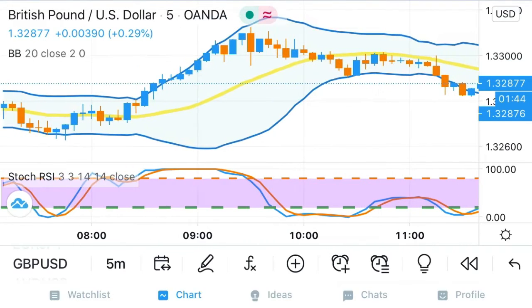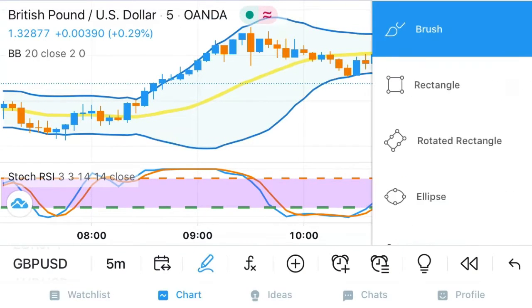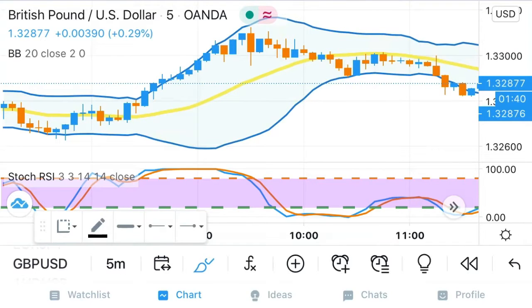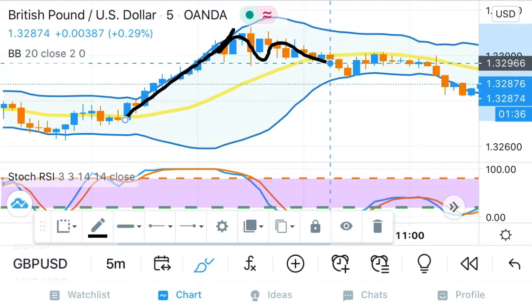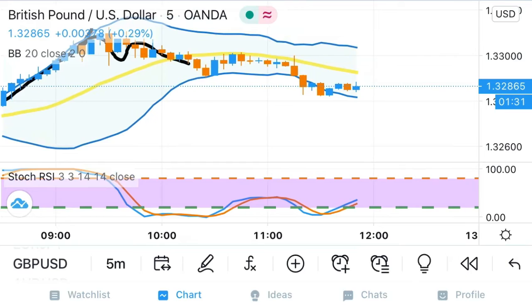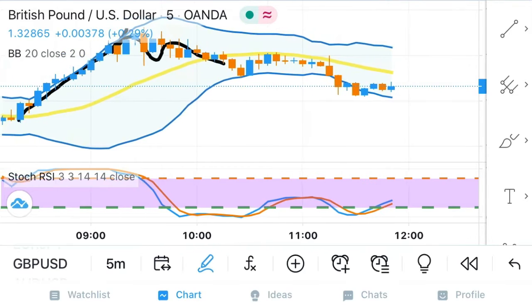So look, everything was overbought at the top, and then look, you see it went up, kind of broke out, and then it went back in. So like you see that right there, and then it's just flowing.